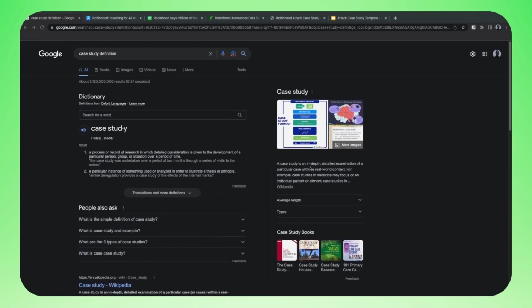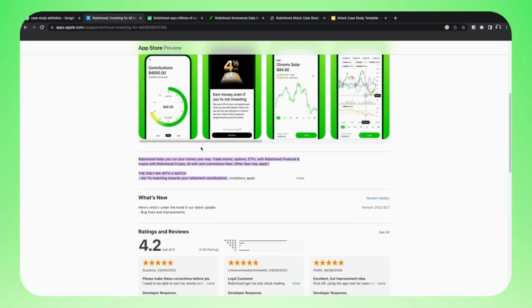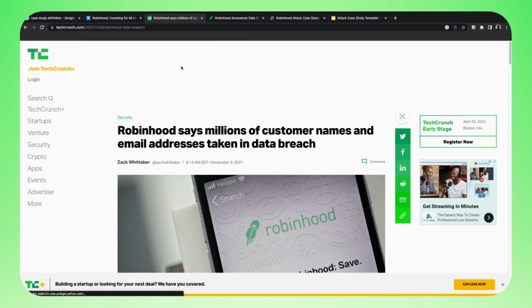Again, a case study is an in-depth, detailed examination of a particular case within a real world context. So what are we going to talk about today? Robinhood. If you're familiar, Robinhood is a brokerage app. According to the App Store, it's top 20 in finance with 4.1 million ratings. It's an app that helps you manage your money and trade stocks, options, ETFs, and so on. Personally, I used to use this app 2 years ago, before the incident in November 2021, which we're going to do an attack case study on. So what happened to Robinhood in November 2021?